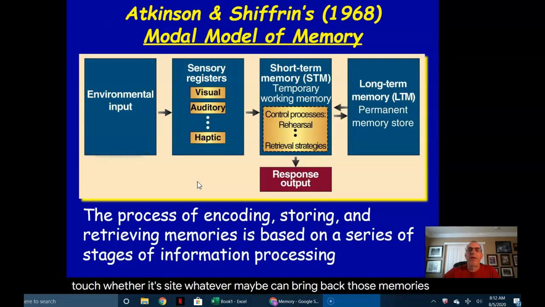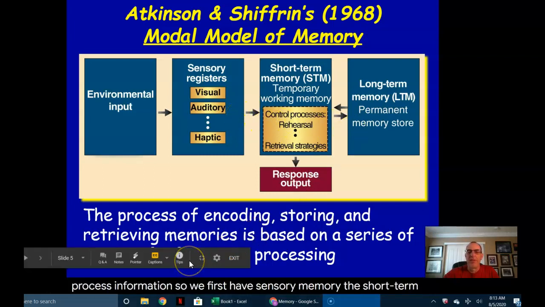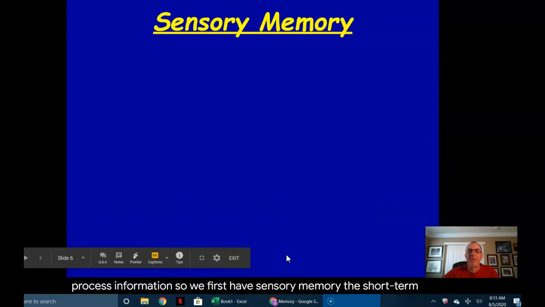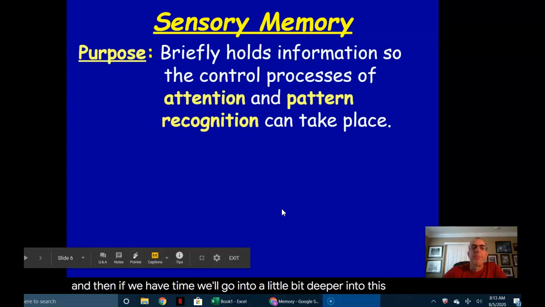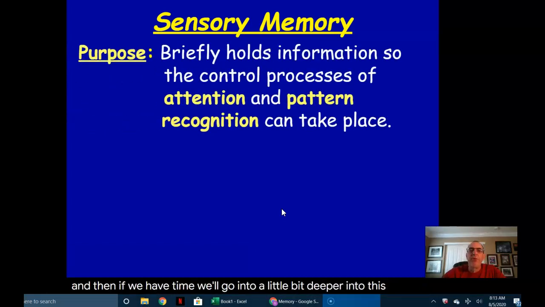Back in the 1960s, Atkinson and Shiffrin made up what's called the modal model. This is where they talked about different types of memory stores and how we process information. We first have sensory memory, then short-term memory, and then long-term memory. We'll talk about each of these next, and then if we have time, we'll go a little bit deeper into this information. Sensory memory is where we briefly hold information so that the controlled processes of attention and pattern recognition can take place.